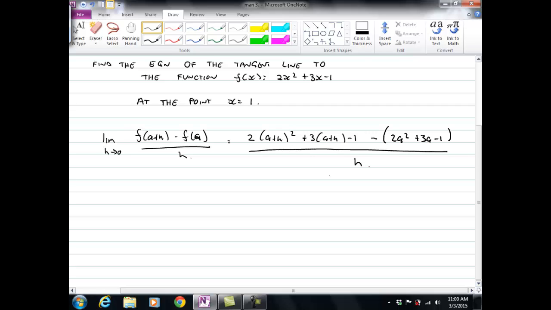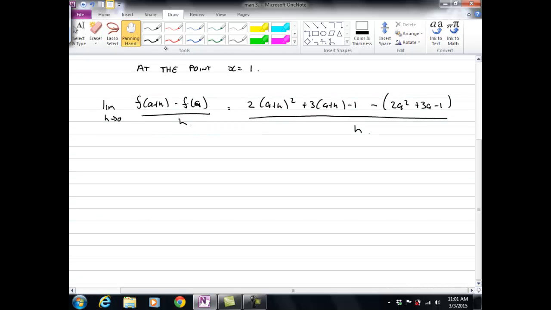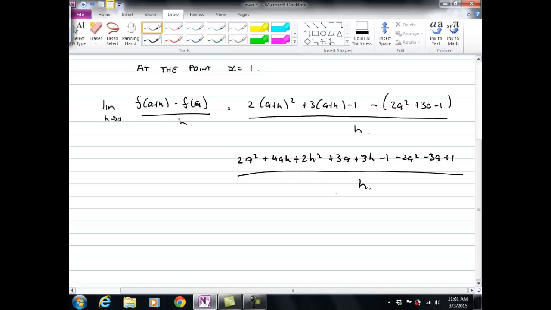Go ahead, expand, simplify. And I want you to carry it all the way through the sum. I want you to find the equation. See, what you did was you took something called the limit. And you did 2a squared plus 4ah plus 2h squared plus 3a plus 3h minus 1 minus 2a squared minus 3a plus 1 all over h.